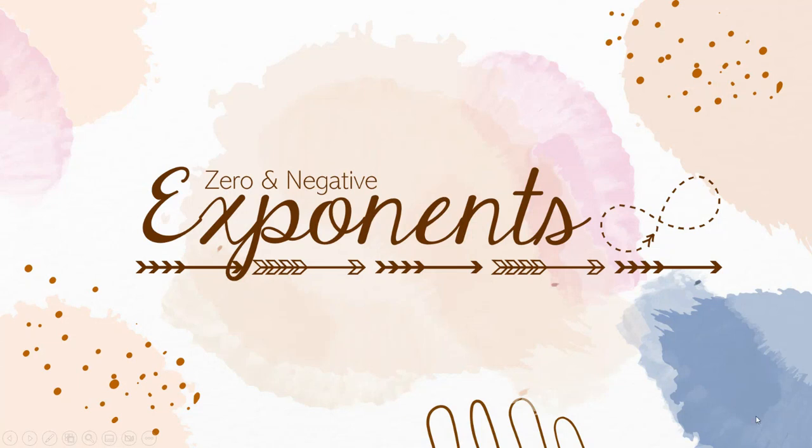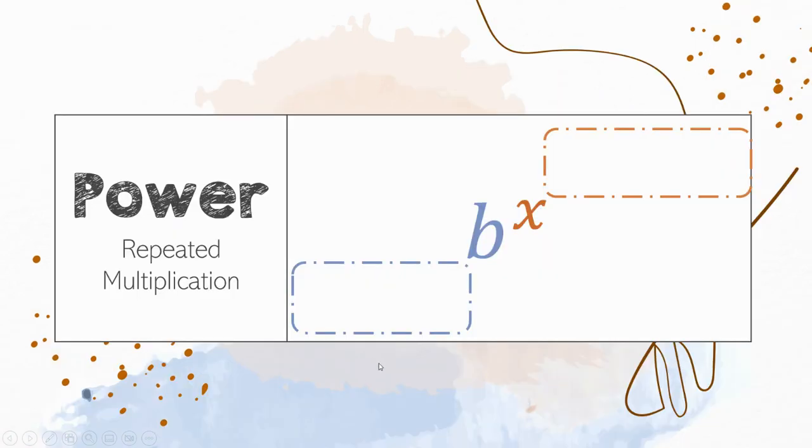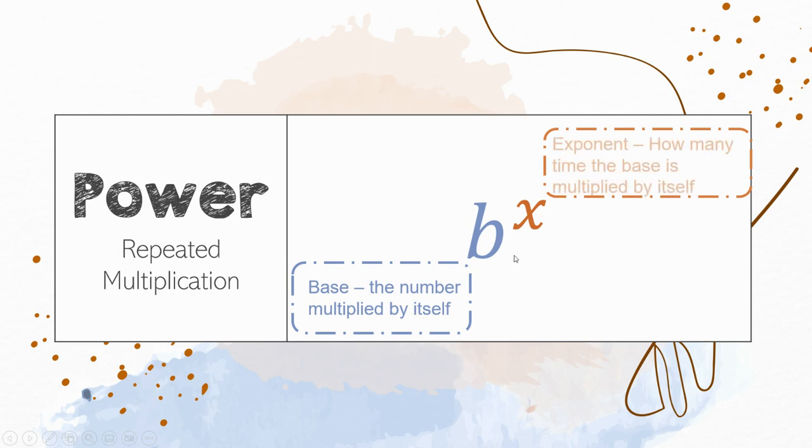Today we are going to be talking about exponents and specifically zero and negative exponents. To begin, we need to understand what the exponents represent. So in a power, that's where we have a base and an exponent together, that's called a power. Powers represent repeated multiplication. The base is the number that's multiplied by itself. The exponent is telling us how many times the base is multiplied by itself.